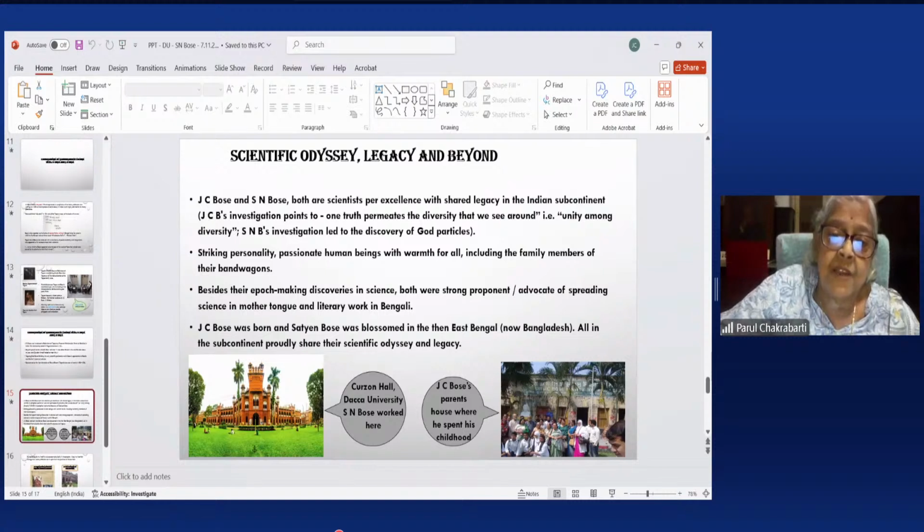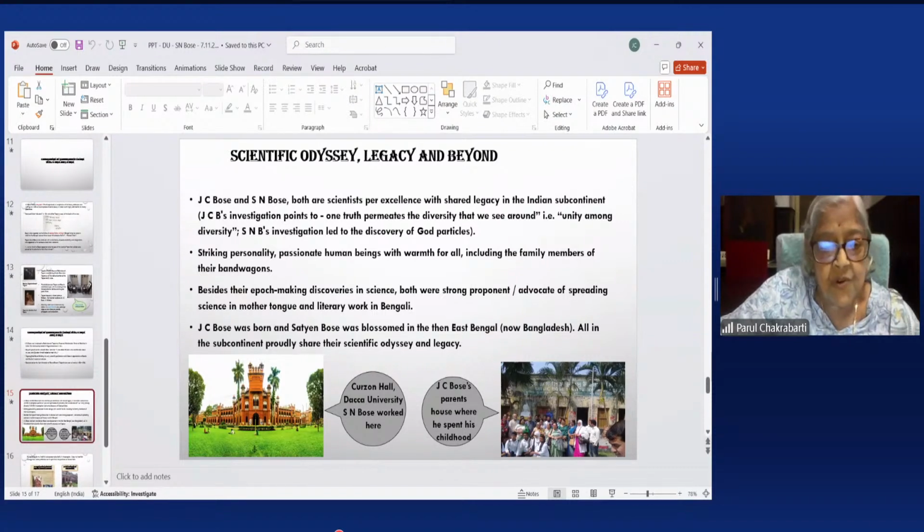Well, I talk a little bit about the scientific odyssey, legacy, and beyond. J.C. Bose and S.N. Bose are both scientists par excellence, with a shared legacy in the Indian subcontinent. J.C. Bose's investigation points to one truth that permeates the diversity that you see around, I unquote. That's unity amid diversity. S.N. Bose's investigation led to the discovery of the Bose particle. They have striking similarity in personality, passionate human beings with one for all, including the family members of their bandwagons. Besides their epoch-making discoveries in science, both were strong proponents and advocates of spreading science in mother tongue and literary work in Bengali.